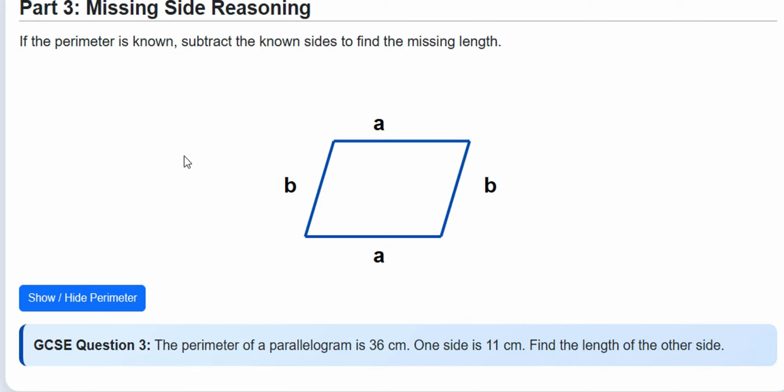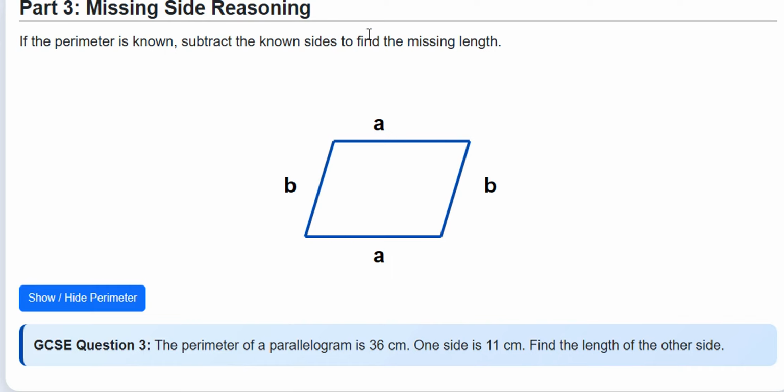Well, let's try another example here. Sometimes you can be given the whole perimeter, like in this case, the perimeter of a parallelogram is 36 centimeters. Then one side is 11 centimeters. Then you are told to find the length of the other side. So here you are given the total perimeter, then you are only given one side. This one side, we can say it's just A. Then you are told to find the length of the other side.